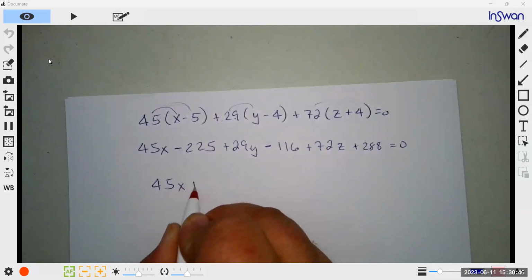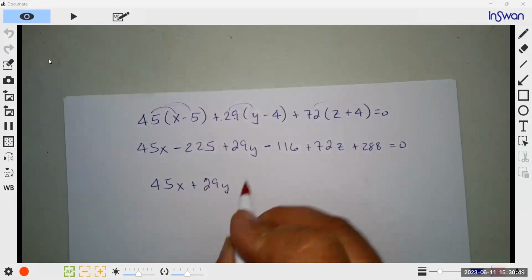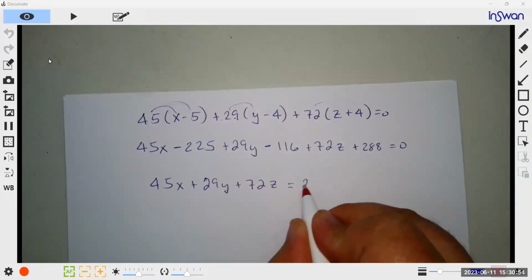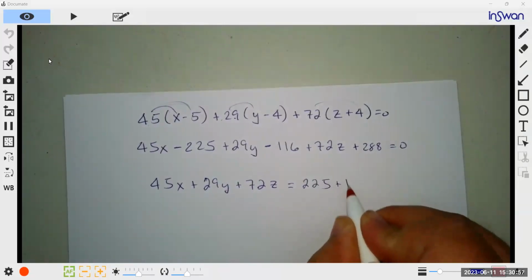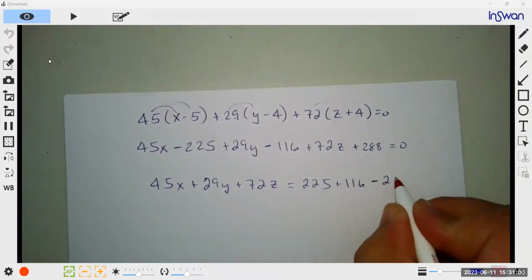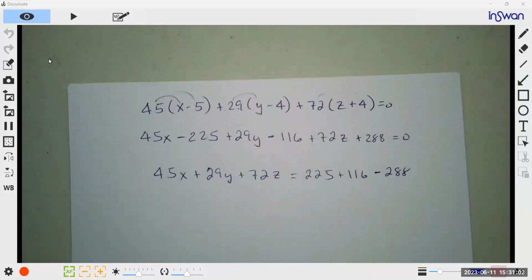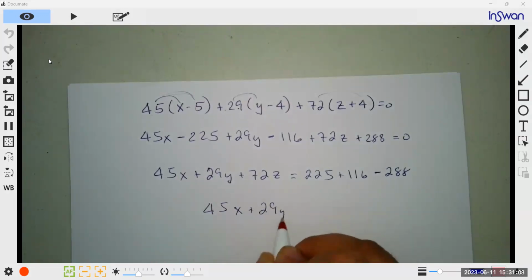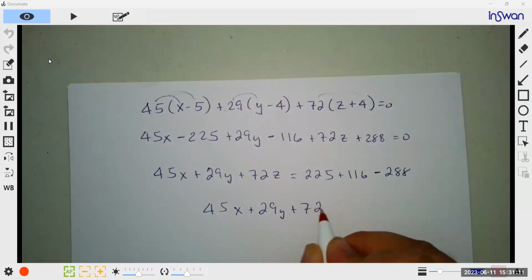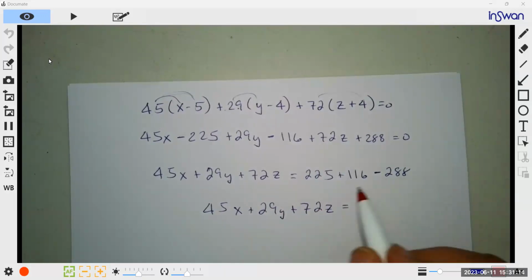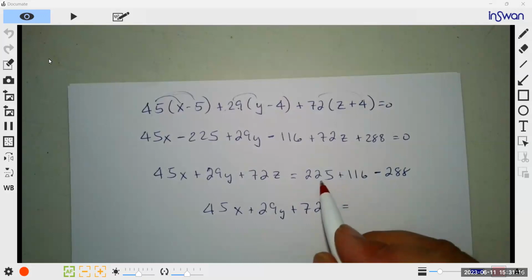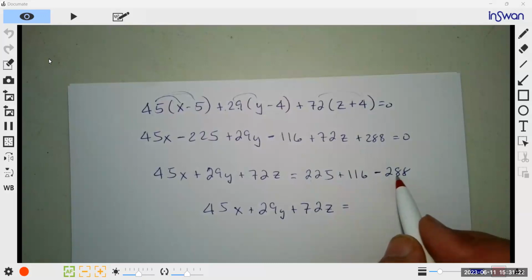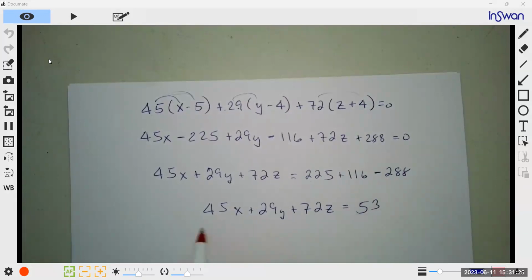So 45x, 29y, 72z equals 225, 116 minus 288. So the only thing we have to work on is the right-hand side. That's 341 minus 288 is 53, and there's our answer.